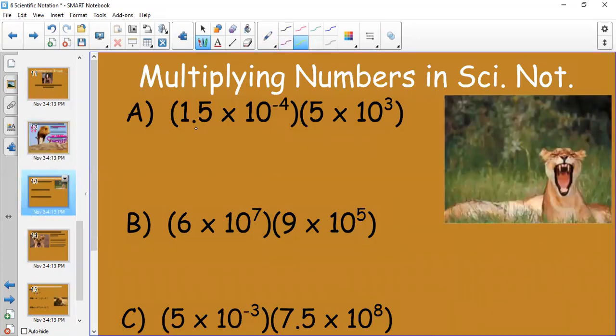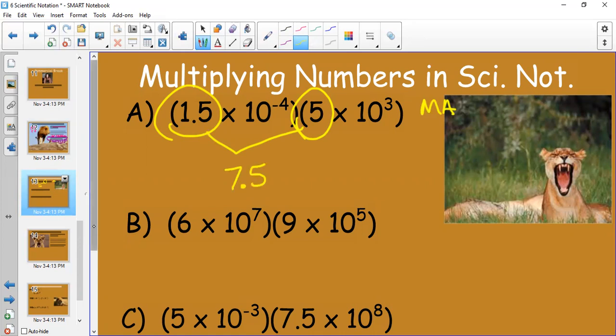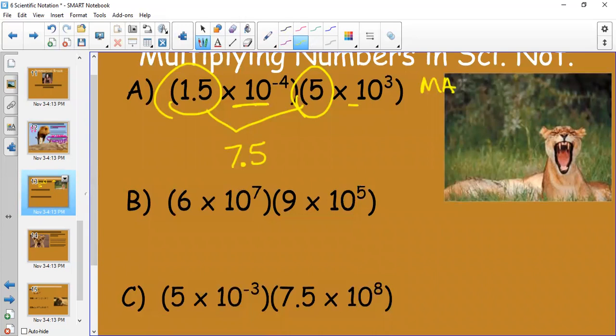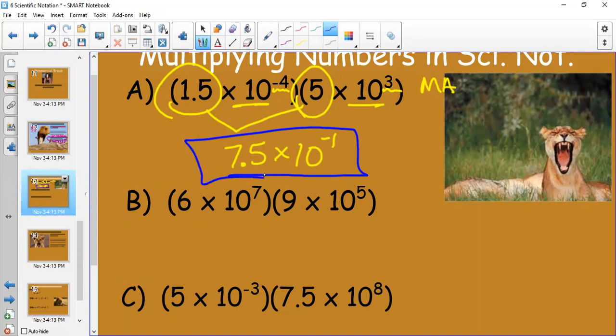All right, so first thing I would do is multiply my coefficients. Remember, these are MA problems. So multiply those two numbers out front. You could use a calculator for this. That would give us 7.5. We always keep the times 10, and we add our exponents. So this would give us -1. Step 3 says to check to make sure that first number is between 1 and 10. Well, 7.5 is between 1 and 10, so that would be our final answer.